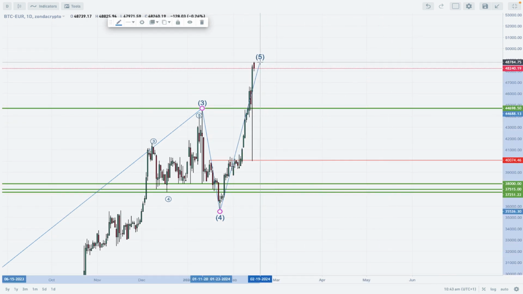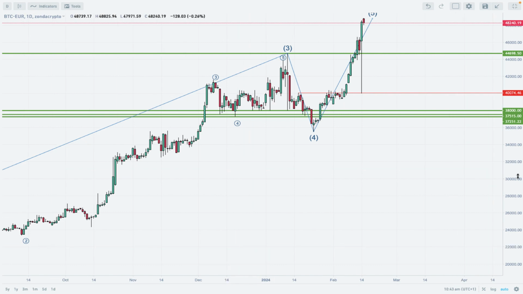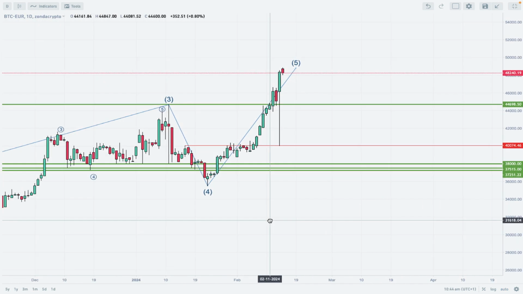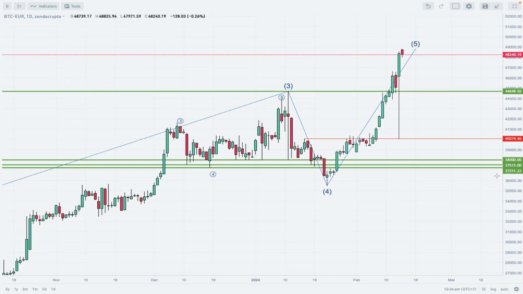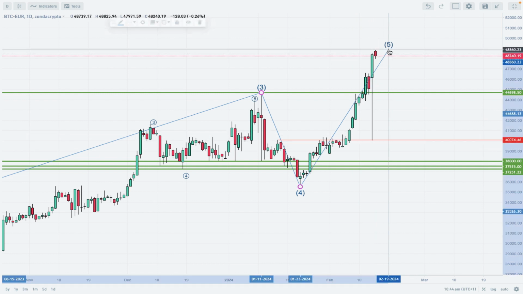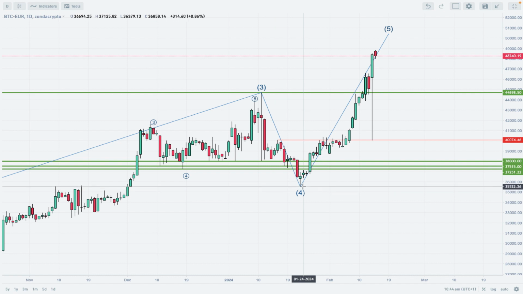We are now developing the wave 5. This is very simple. In this wave 5 scenario, we need 5 waves to the upside. It looks like we might be actually moving towards the targets of the wave 5. Big spike to the upside, don't worry about it. Let's now find the new projected target for the wave 5, because the wave 4 low has been done, so we can do it, right?